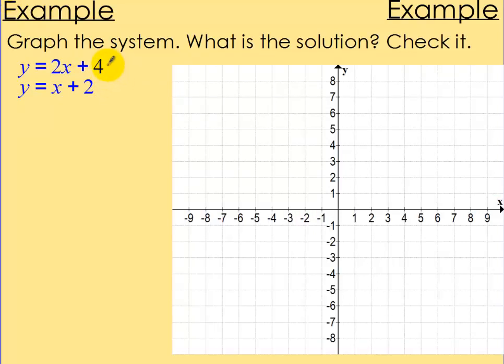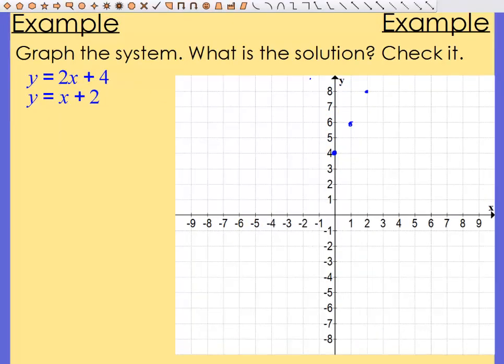Alright, let's graph. I'm going to graph the first one in blue. Graph the solution to the system, find the solution, and we're going to check it. So the first one, 2x plus 4. Plus 4 is my y-intercept, and 2 is my slope. So I'm going to go up 2 over 1. I'm going to plot another point, up 2 over 1.